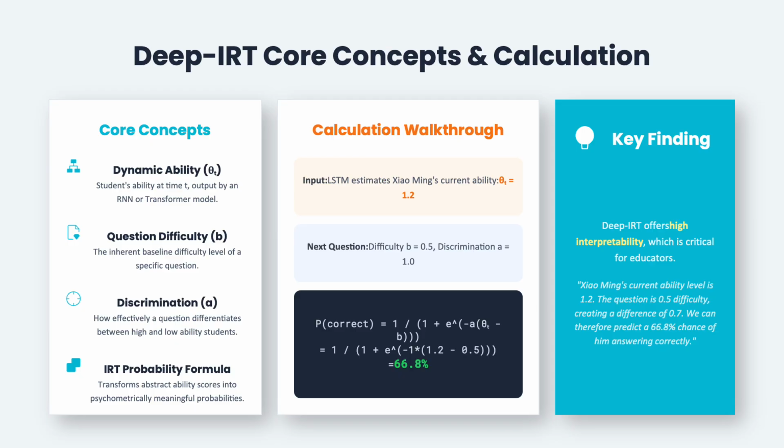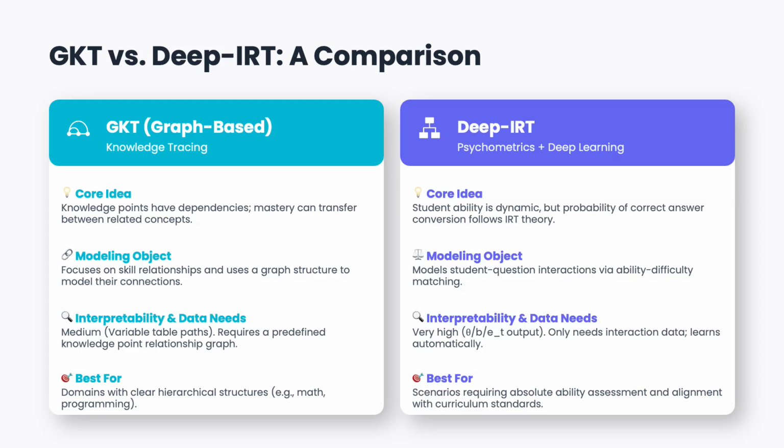Once it has these two values, it uses a standard formula to predict the likelihood of a correct answer. The model constantly refines its estimates of theta and beta to make its predictions as accurate as possible. The most exciting part is its high interpretability. Unlike some black box AI models, the numbers it produces for ability and difficulty have clear, real-world meanings that educators can understand and use. So, how do GKT and Deep IRT stack up against each other?